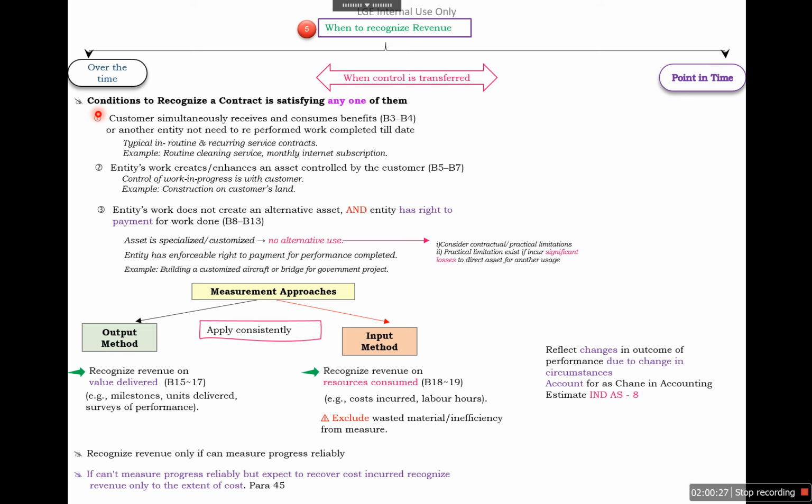And if there are changes due to a change in the estimate, we need to recognize it based on Ind AS 8. And if we find out that control is not transferred over time, it will be transferred at a point in time. So indicators may be if the customer has a right to payment, if the legal title has been transferred, physical possession is there, risks and rewards of ownership are there, and customer acceptance is there, it will be called control transferred at a point in time.